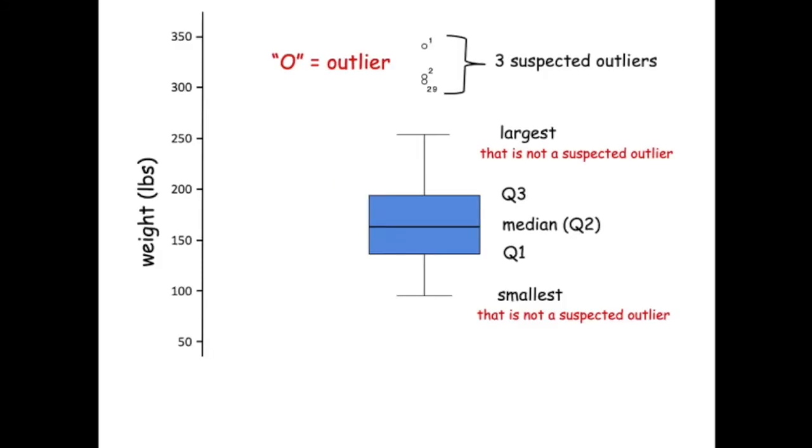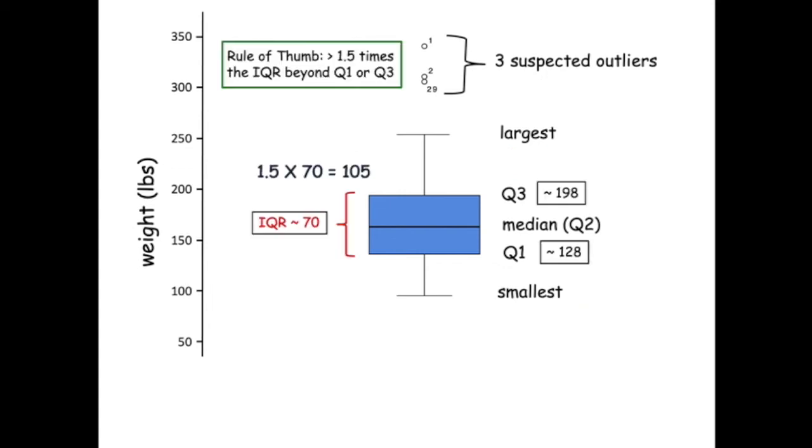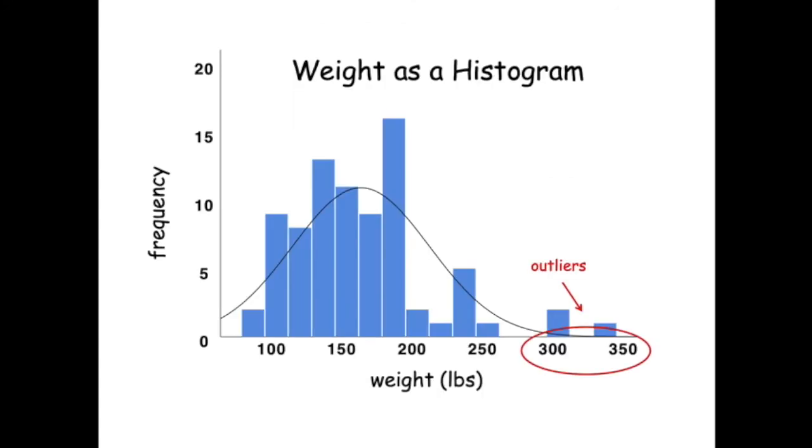The O's at the top of this box plot indicate potential outliers. The numbers next to the O's are subject numbers, which help us to find them in the data file. This appears to be positively skewed, but the skewness value tells us that it is only slightly skewed. These observations were tagged because they met the rule of thumb for suspected outliers, more than 1.5 times the interquartile range beyond the third quartile. And we can see these outliers on the histogram.